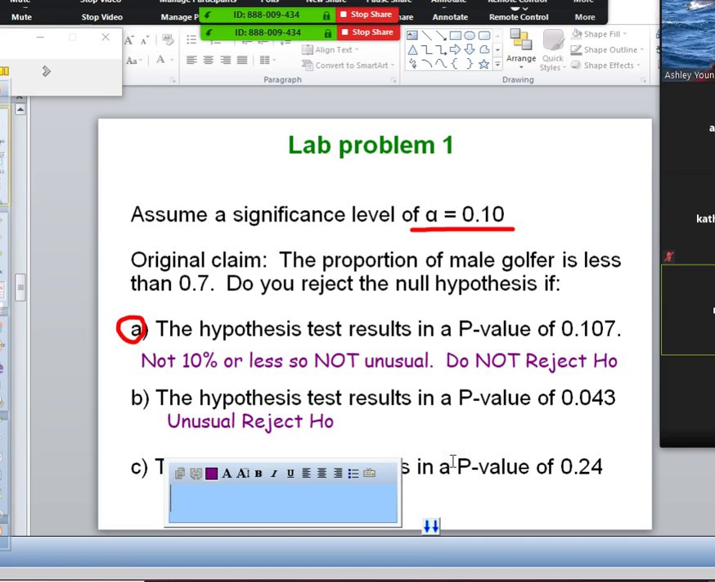And the last one, Adam, what did you get for the last one? Last one was not unusual, so you do not reject it. Yep. Not unusual. Do not reject H naught.